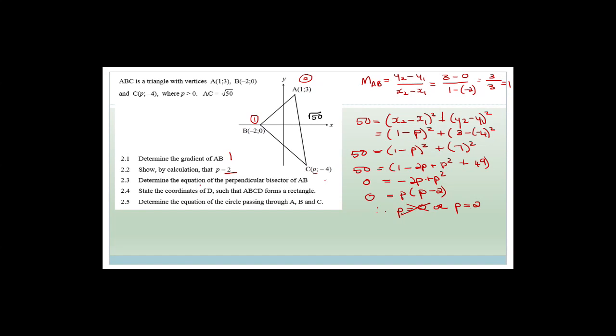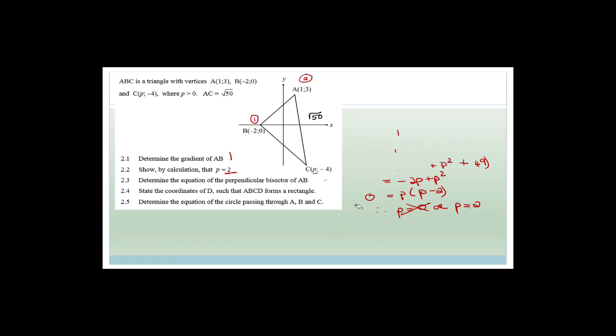Now it says determine the equation of the perpendicular bisector of AB. They want the equation of the perpendicular bisector of AB. So the first thing you need to realize when we're doing perpendicular bisectors is that we need to find the midpoint. The midpoint of AB is obviously going to be bisecting AB. So that's the first thing. So let's do that.